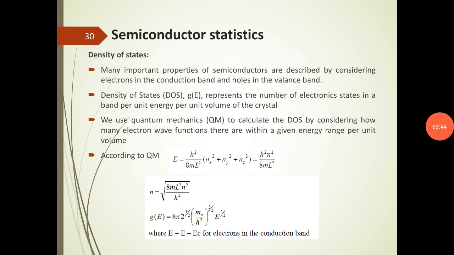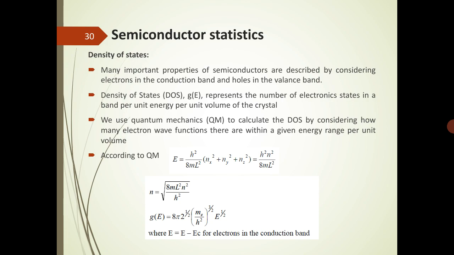Here we are using quantum mechanics to evaluate the density of states. According to quantum mechanics, E is equal to h nu. We are considering the three coordinates, so I am rearranging the equation to E is equal to h square divided by 8mL square, and in that bracket we have to consider all three coordinates: nx square plus ny square plus nz square. So n square is equal to nx square plus ny square plus nz square. I have rearranged that equation and I am going to find the value of n.